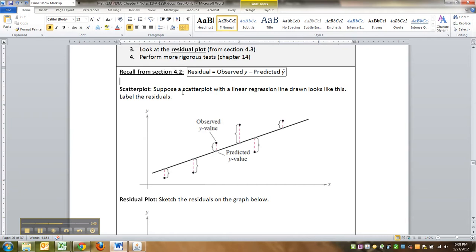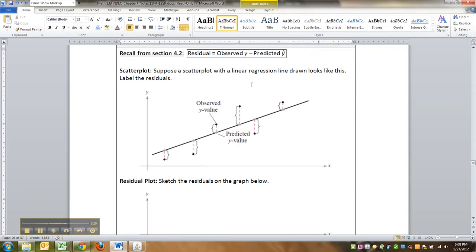Okay, so remember also from section 4.2, we learned what a residual is. Residual is the distance between the line and the point, right? Called the error, residual error. All right, so a scatter plot with a linear regression line draws like this. So see, there's a point down there, and it's got a little negative distance. There's a point down there, it's got some negative distance, and there's another one, right? And so on. So we observe the black dot, and we predicted what was on the line.